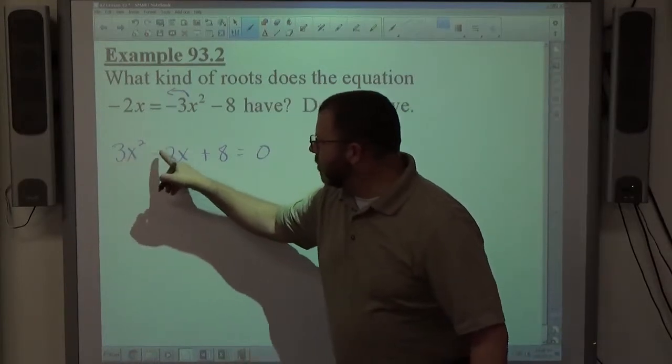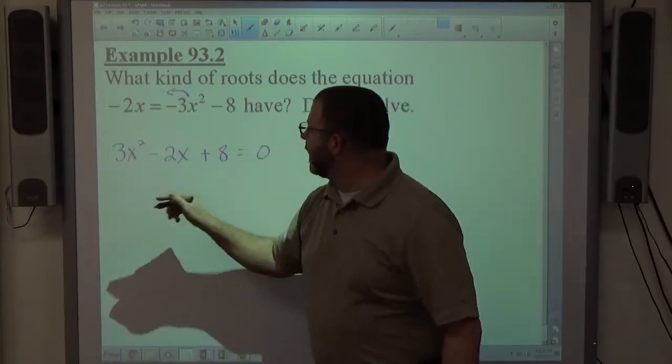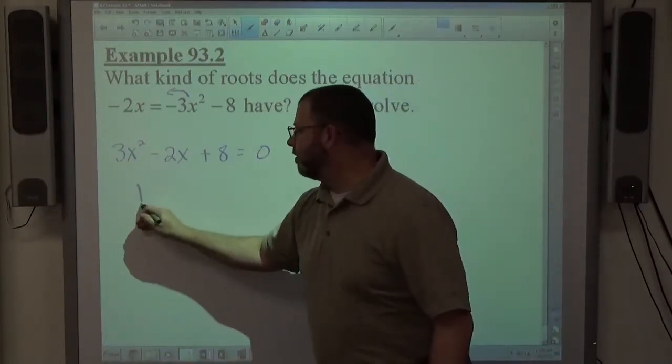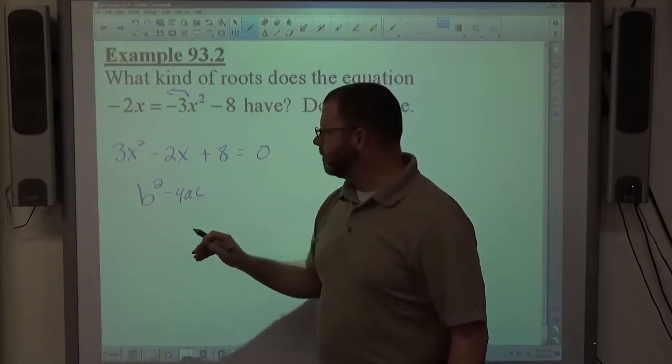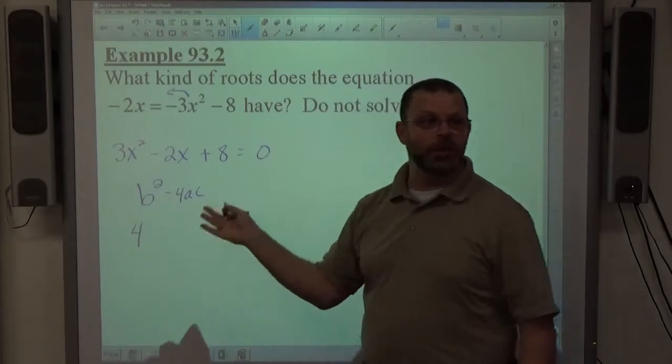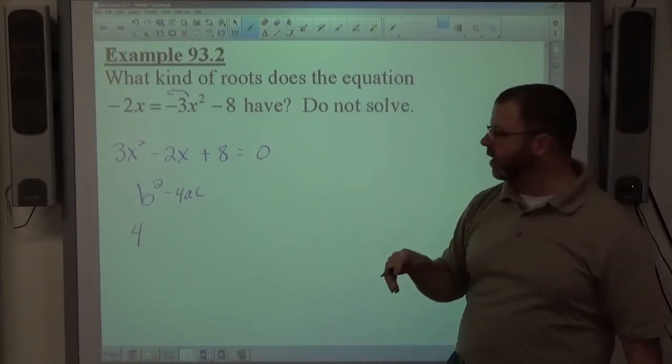A is equal to 3, B is negative 2, C is equal to 8. And again, what kind of roots? All I've got to do is evaluate the discriminant, b squared minus 4ac. What does b squared equal? 4. Positive 4, right? Because b squared is always positive, even though b is negative.